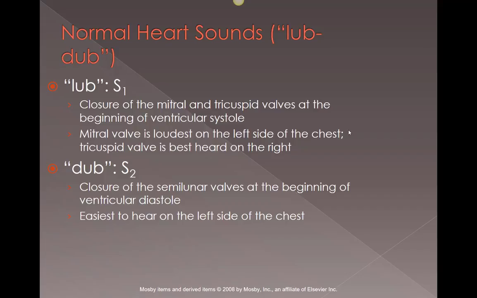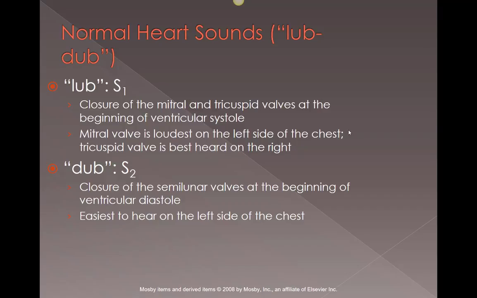And so we actually have a little thing that's called PAM 345T. We can listen to the pulmonic valve on the left side at the third intercostal space. We listen to the aortic valve on the left side at the fourth intercostal space. And we listen to the mitral valve on the left side at the fifth intercostal space.